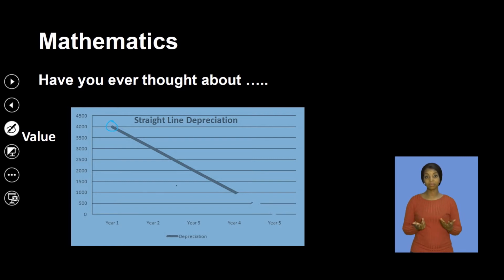So clearly you know that almost all gadgets, the same as maybe cars, when you buy them, as soon as you have used them, you can't sell them at the very same amount that you bought them for. And that's what decay and depreciation is all about. And this is what straight line depreciation is.